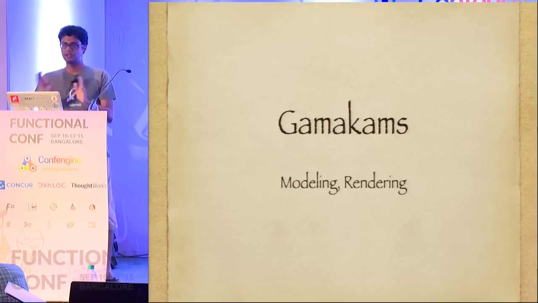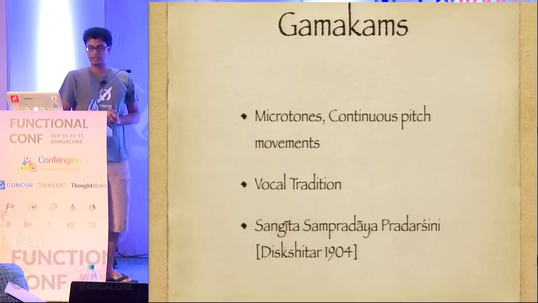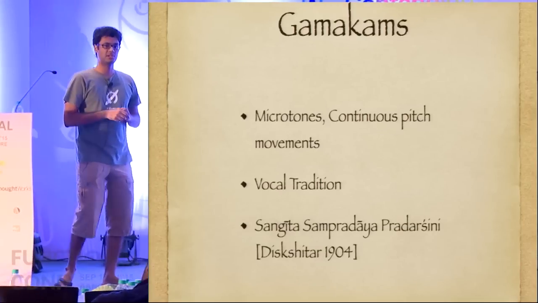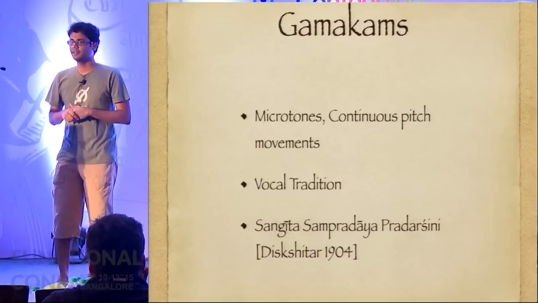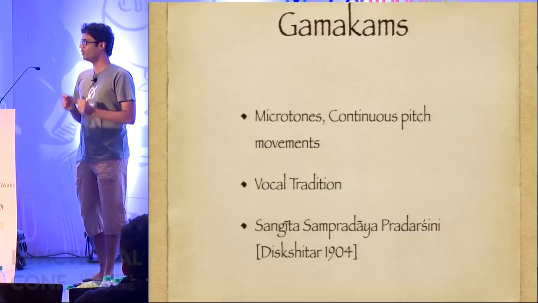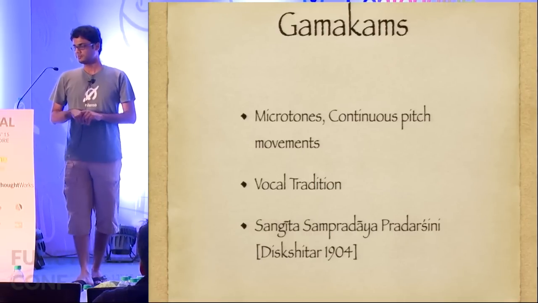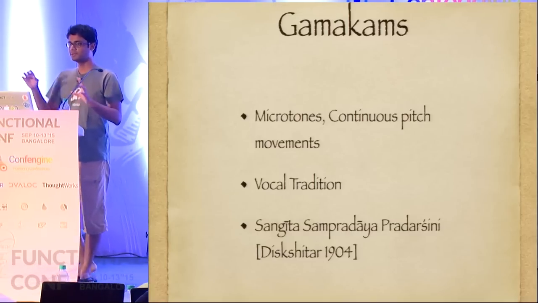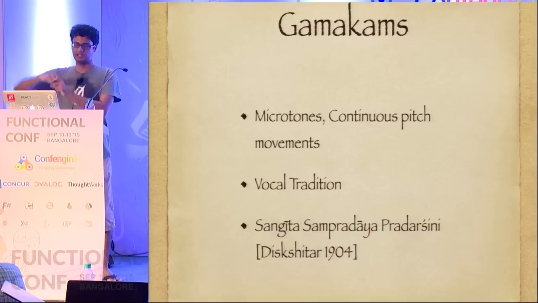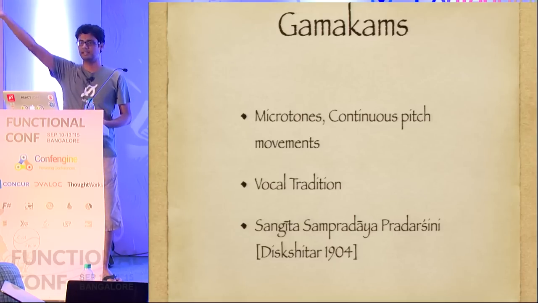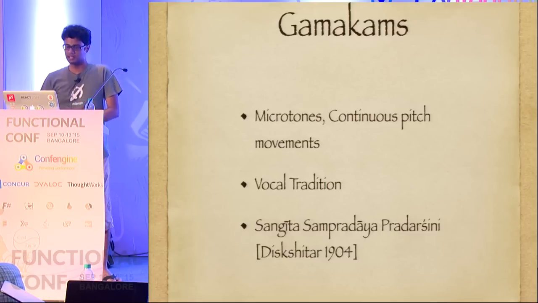So let's go a bit into how these are modeled and how they're rendered. Gamakams are simply continuous pitch movements, what has often been referred to in literature as microtones, right? These things have names and abstractions, and it has been different through centuries. Bharata's Natya Shastra describes 9, SSP describes 10, and some other treatise describes 15 such gamakas, and so on and so forth.